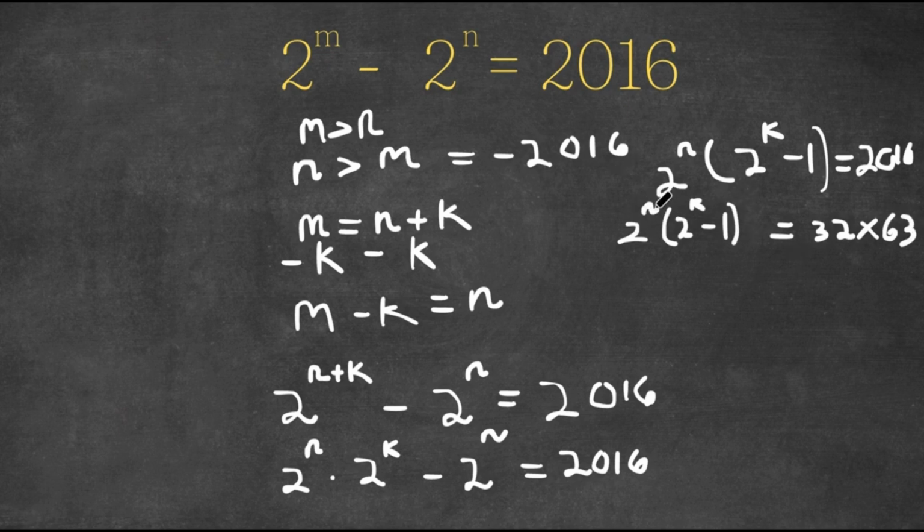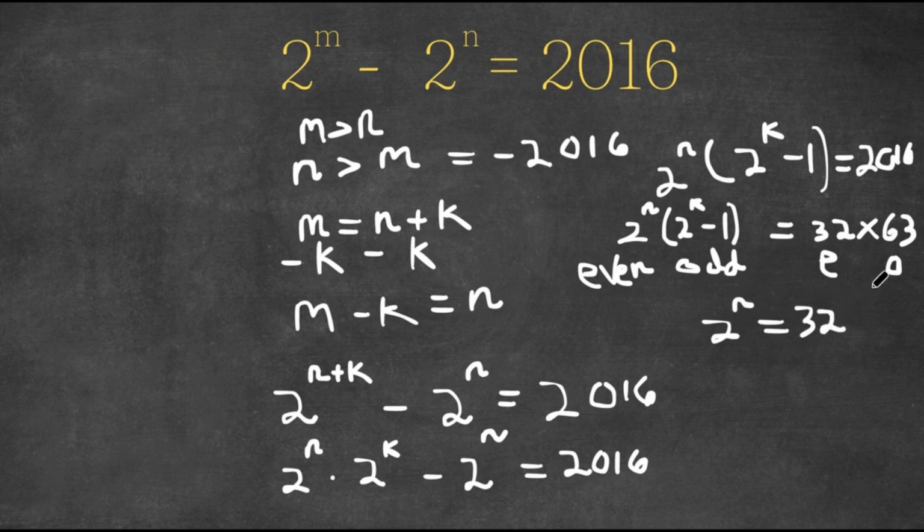And now 2 to the power of n, this is actually going to be an even number because 2 to the power of anything is going to be even. And 2 to the power of k minus 1, well, that's going to be odd. Now 32, well, that's an even number, so I'm going to write e for even, and 63 is odd. So meaning we could just say that 2 to the power of n is equal to 32, and 2 to the power of k minus 1 is equal to 63.